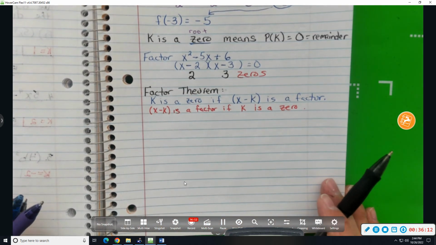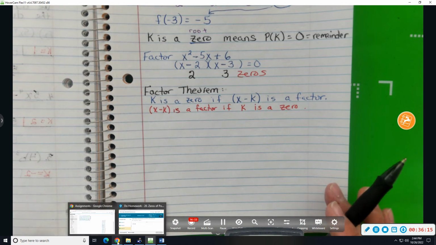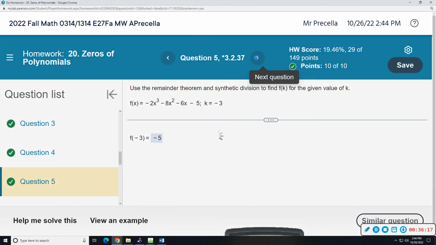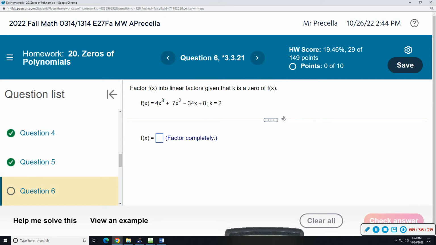Show number 6, just so they get an idea. On problem number 6, we're going to start factoring things that have 4 terms: 4x cubed plus 7x squared minus 34x plus 8. That's what we're going to try to factor. And in order to do that, we have to know one of those zeros. So if we know one of the zeros, it's pretty darn easy to factor it, using synthetic division and not using trial and error. Well, I'll use trial and error, I guess, in the quadratic part.